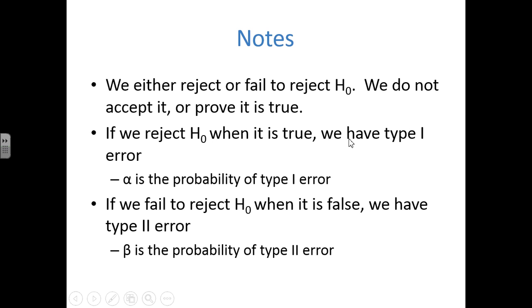So, here's a couple notes. We either reject or fail to reject the null hypothesis. We never accept it or prove it's true. If we reject the null hypothesis when we shouldn't have because it was true, we have done a type 1 error. Alpha is the probability of a type 1 error. If we fail to reject the null hypothesis when it's false, when we should have rejected it, we have committed a type 2 error. Beta is the probability of a type 2 error.